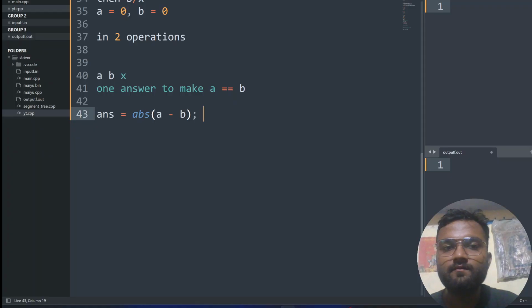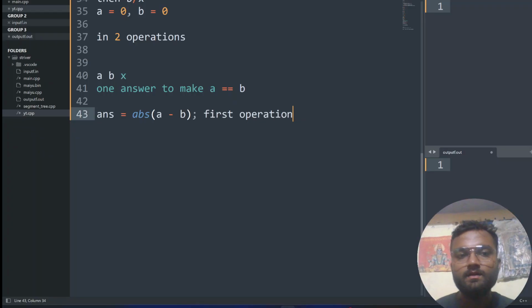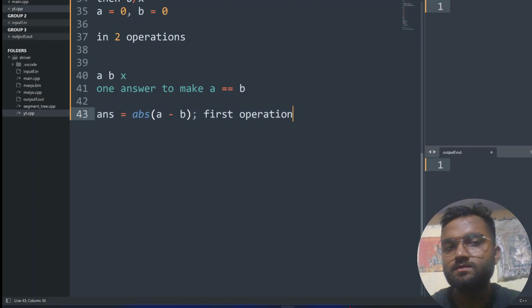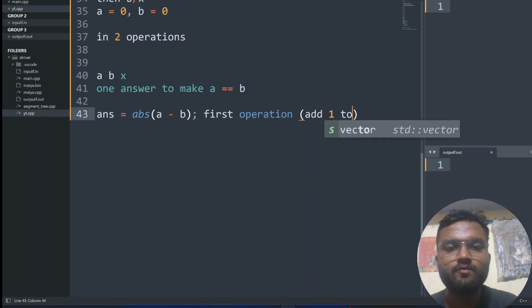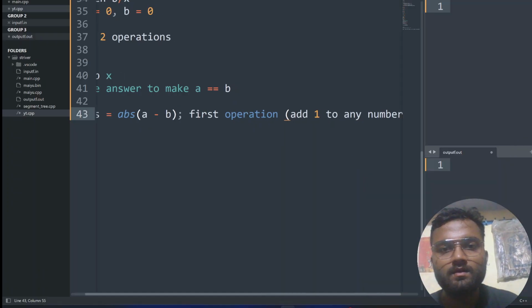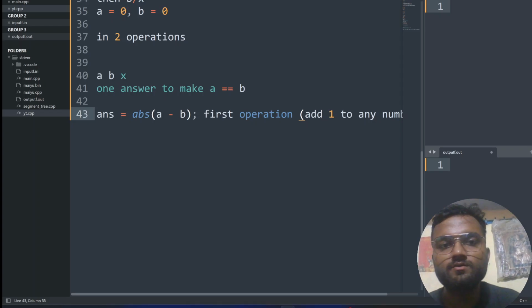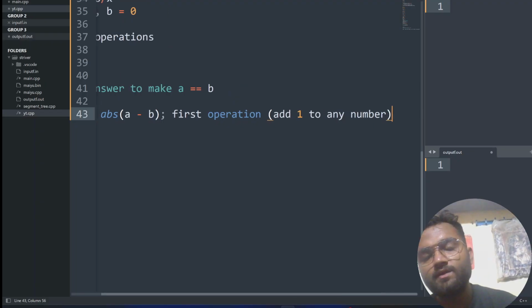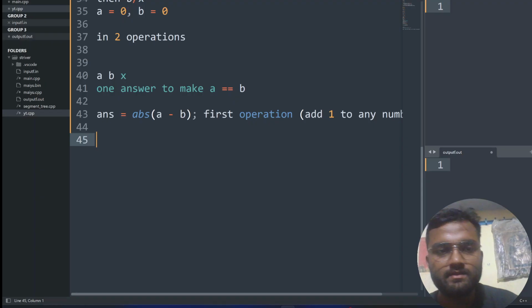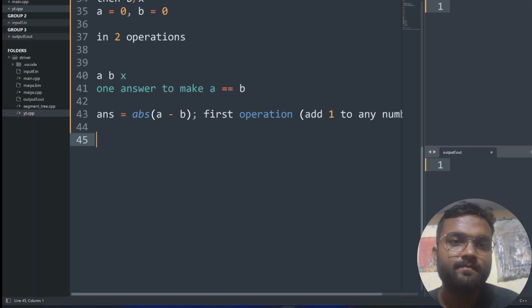If we perform the first operation, that is, just add 1 to any number, the one answer can be the absolute value of a minus b. We can make a equal to b by doing this. Now we should start thinking about how to get the minimum number of operations.